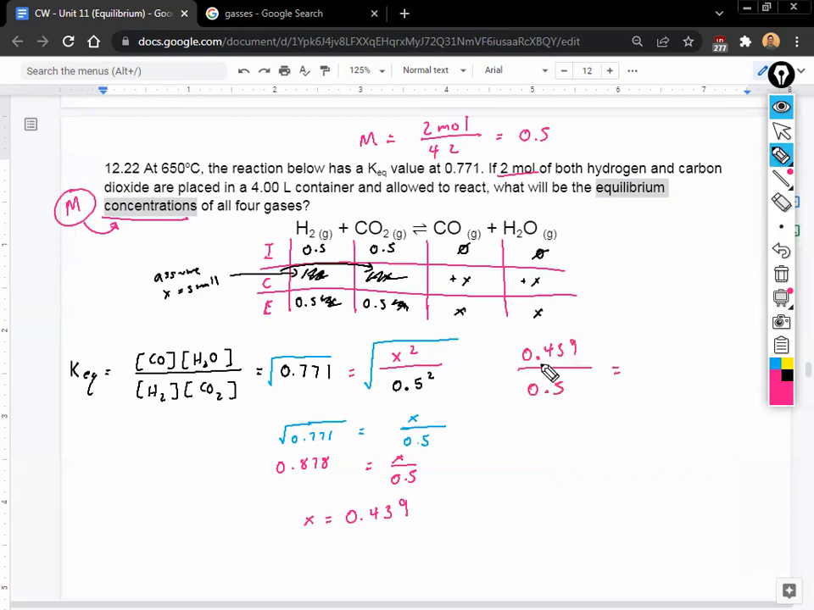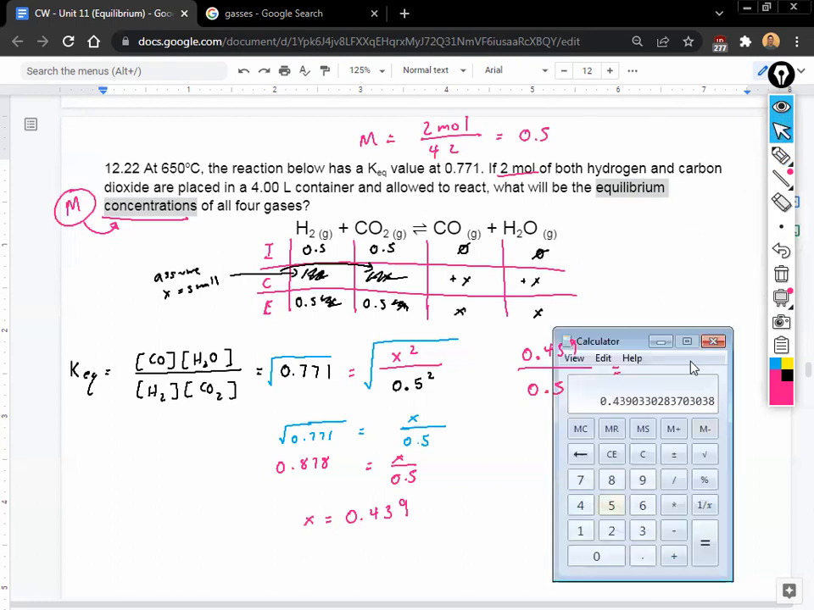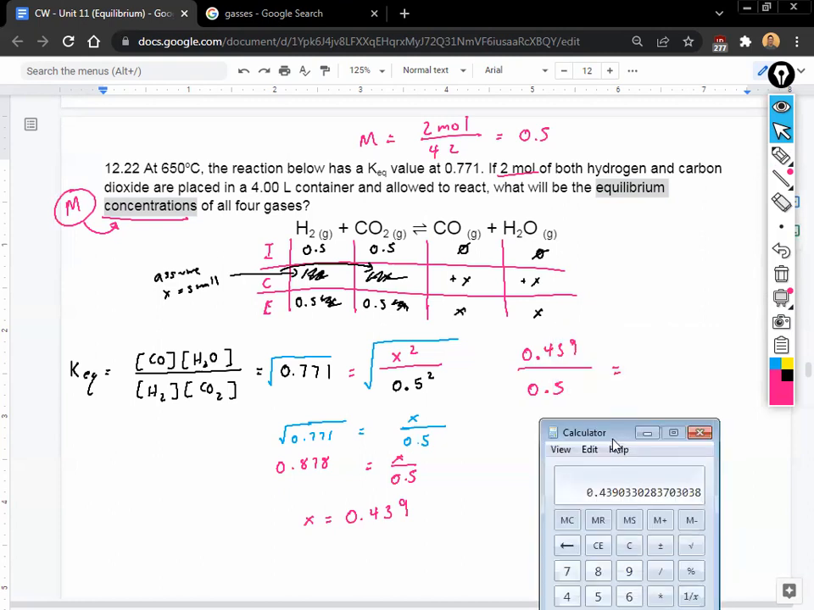Okay, 0.439 divided by 0.5. And we can already see just by looking at this, it'll be a lot greater than 5%. So here we cannot assume the 5% rule. 0.439 divided by 0.5 is 87.8%. So you can't assume that x is really small, okay? Here we have to do the entire quadratic thing. We cannot assume x is small here because it does not pass the 5% rule, okay?